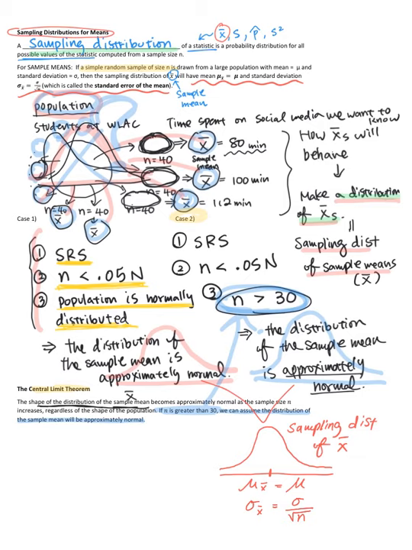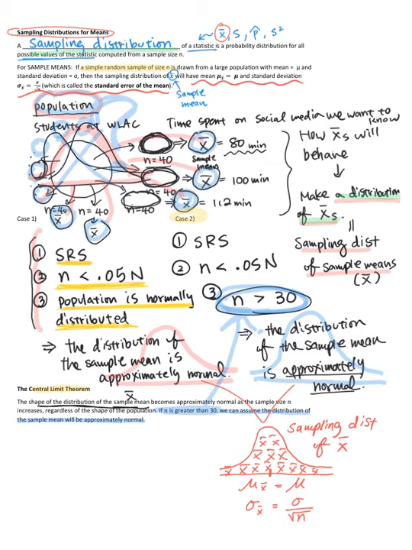I want you to imagine this distribution has a bunch of x bars in it, because it's a distribution of x bars. And when you add all these x bars and then divide by the number of x bars, then you get mu. And the standard deviation of this distribution is sigma over square root of n.